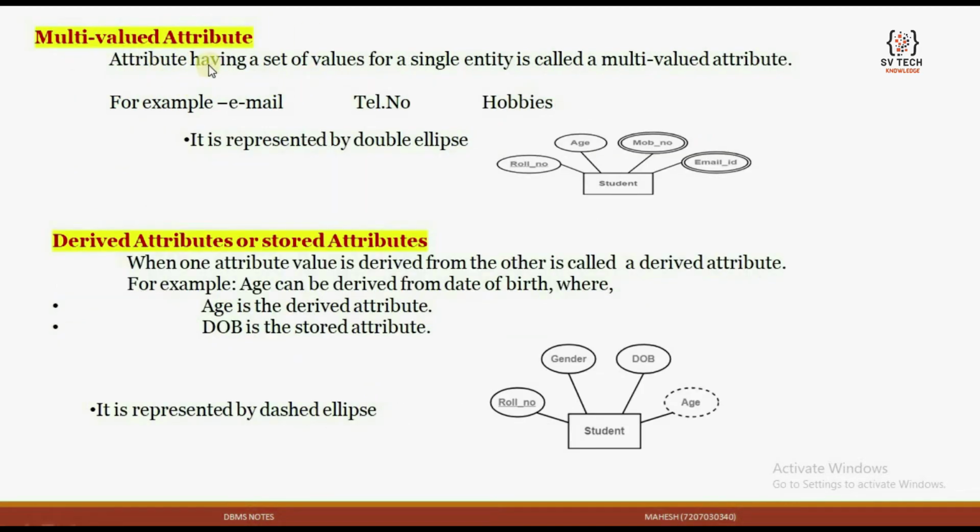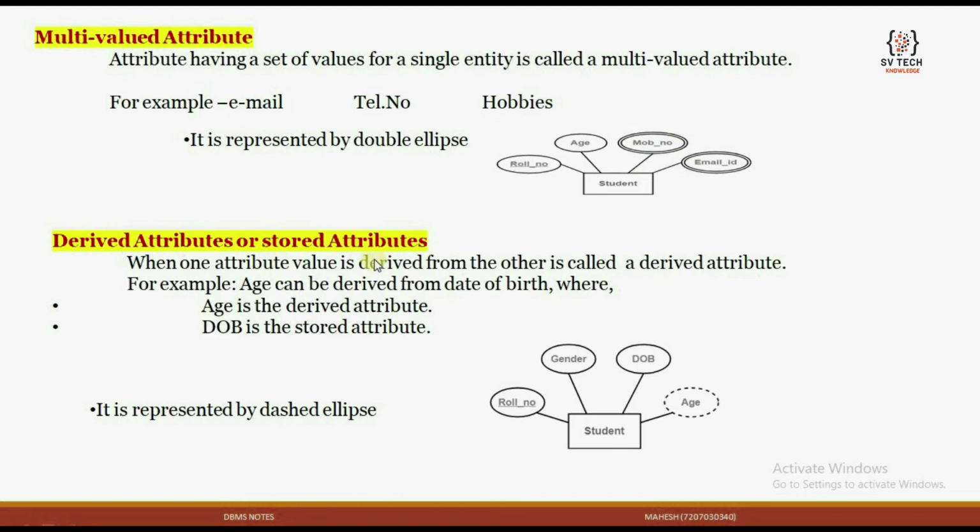Multi-valued attribute. It is the exact opposite of a single valued attribute. A single valued attribute can have only a single value at a particular time, whereas a multi-valued attribute can have more than one value for each attribute. An attribute having a set of values for a single entity is called a multi-valued attribute. For example, if we take student as an entity, a student can have more than one email ID, more than one mobile number and more than one hobby like this. This multi-valued attribute will be represented by a double ellipse.